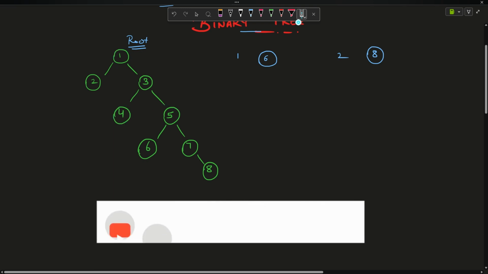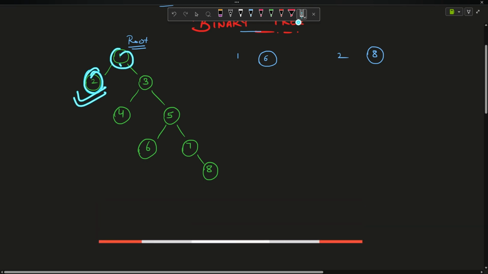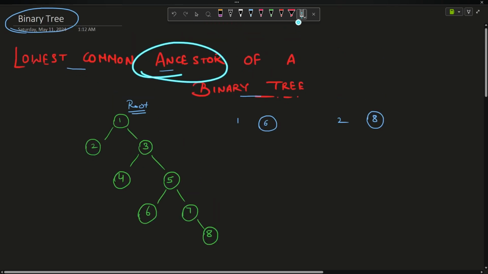So anything that is connected to 1, that is 1 connected to 2, it is the parent as well as the ancestor. 1 is the parent of 2, 1 is the ancestor of 2. That is, if we are going from bottom to top, and the path says that 1 is actually connected to 8, then 1 is also the ancestor of 8. I hope the definition of ancestor is clear to you, right?